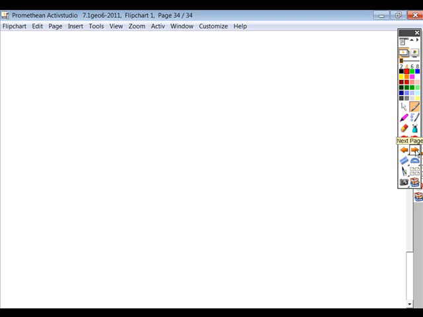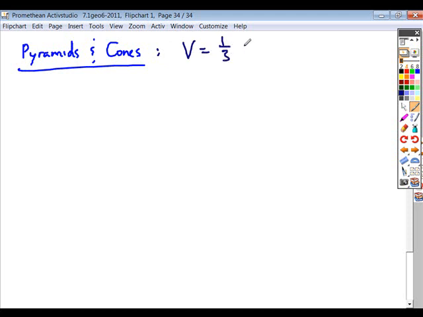Volume formula for pyramids. Okay, the second one is volume for pyramids and cones. Again, just like the prisms and cylinders, these are going to have the same exact formula. And that formula is 1/3 capital B, capital H.